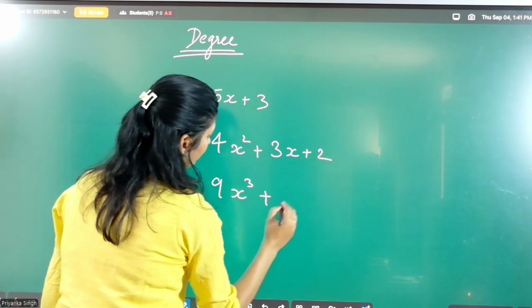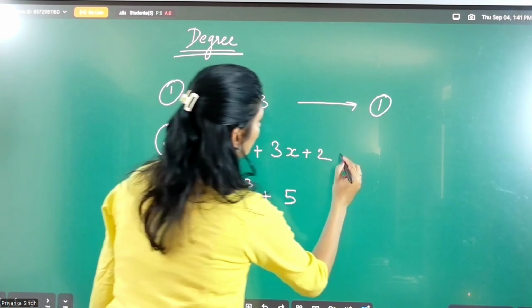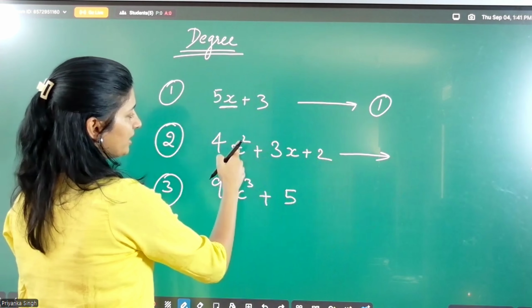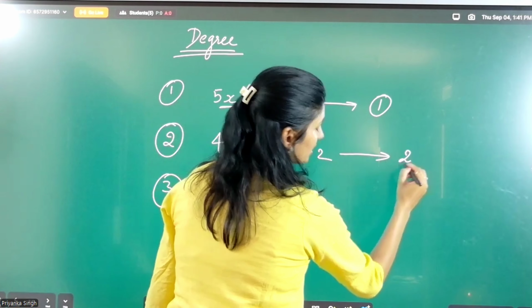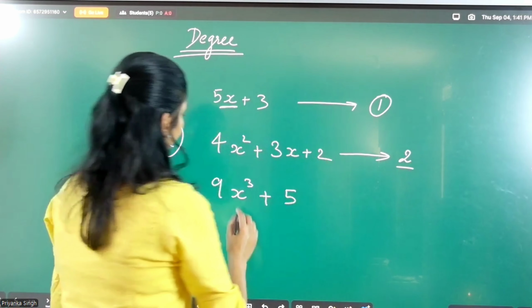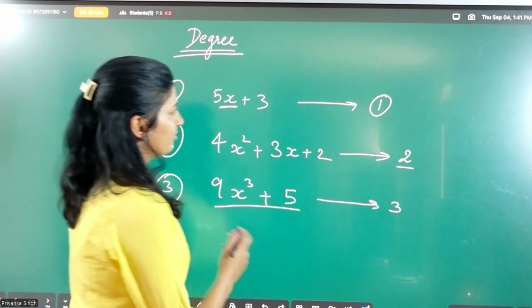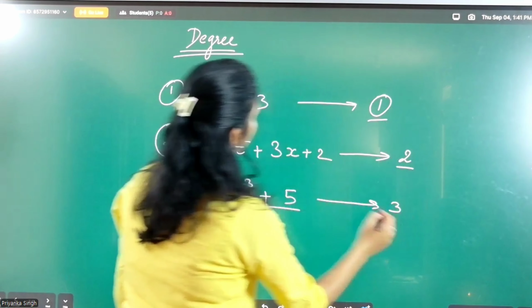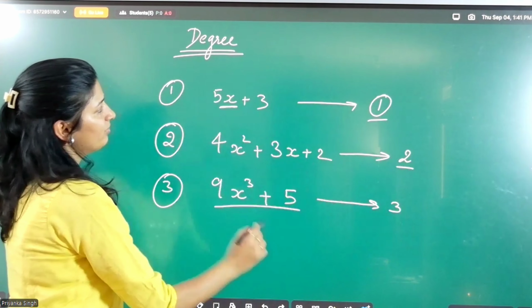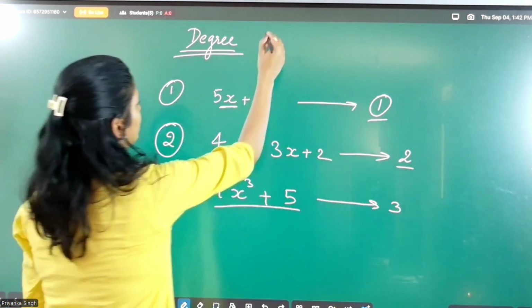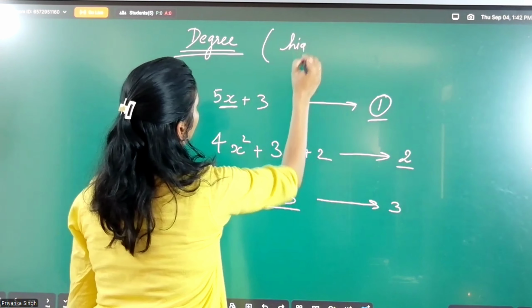Now coming to this example, here the power is 2, here the power is 1. So out of 2 and 1, which one is greater? Highest power is 2. So the degree is 2 in this case. And here the degree is 3. So 3 is the highest power that we have. So these are the corresponding degrees of the given polynomials. So degree is the highest power in the given expression.